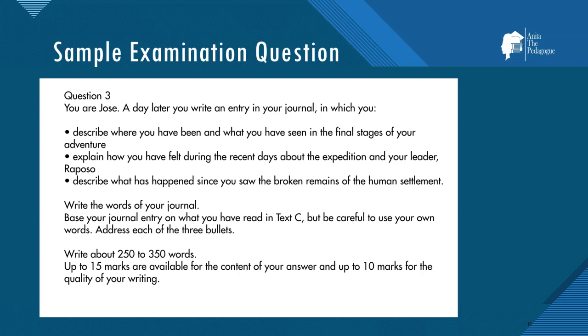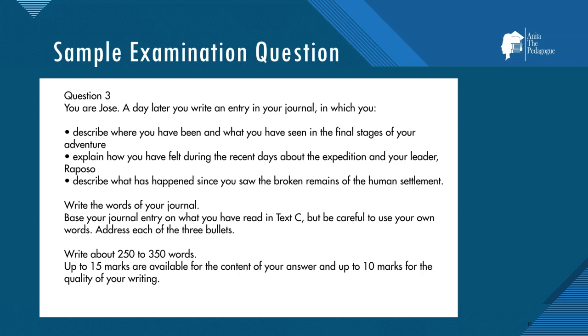Base your journal entry on what you have read in text C, but be careful to use your own words. Address each of the 3 bullet points. Write about 250 to 350 words. Up to 15 marks are available for the content of your answer, and up to 10 marks for the quality of your writing.